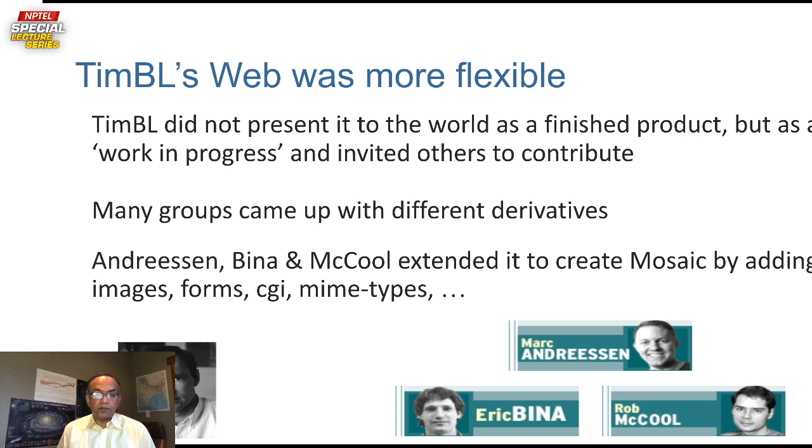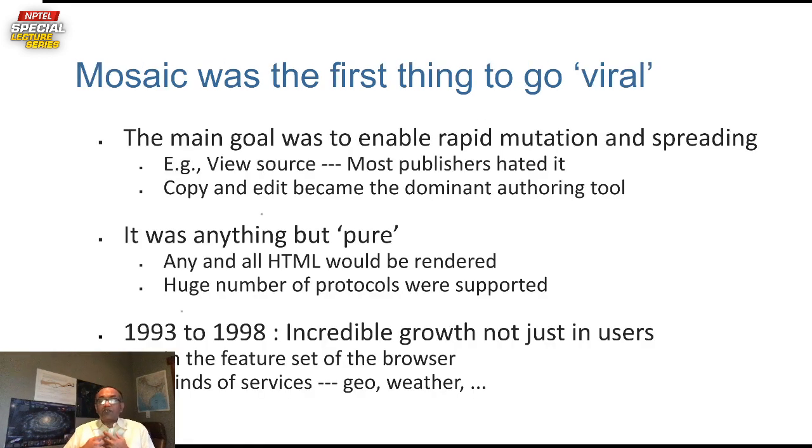At this point in time, it might look like there was only one web, but at that time, there were so many different ideas for how this thing could evolve. The group at UIUC, Marc Andreessen, Eric Bina, and Rob McCool, extended it to create Mosaic. Before them, the web did not have images. It did not have forms or any of these things. And it was these features that enabled it to go viral. In fact, if we use the term viral frequently now, Mosaic was the first thing to go viral. The main goal was to enable rapid mutation.